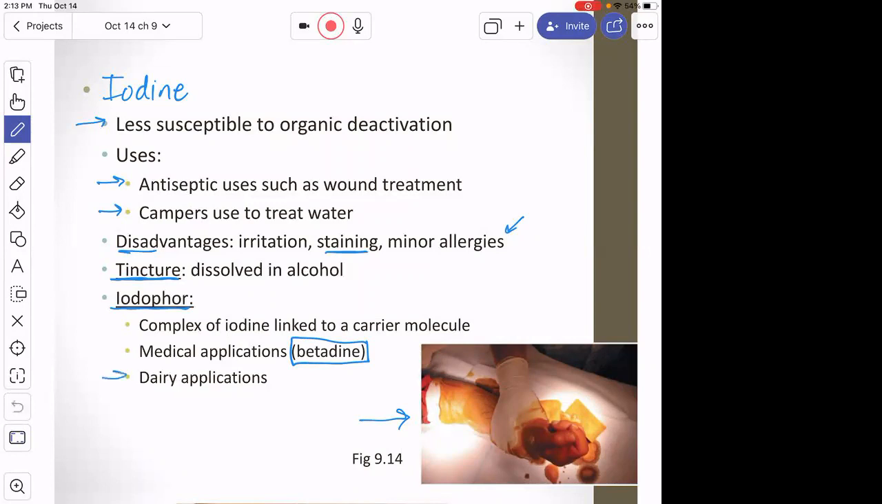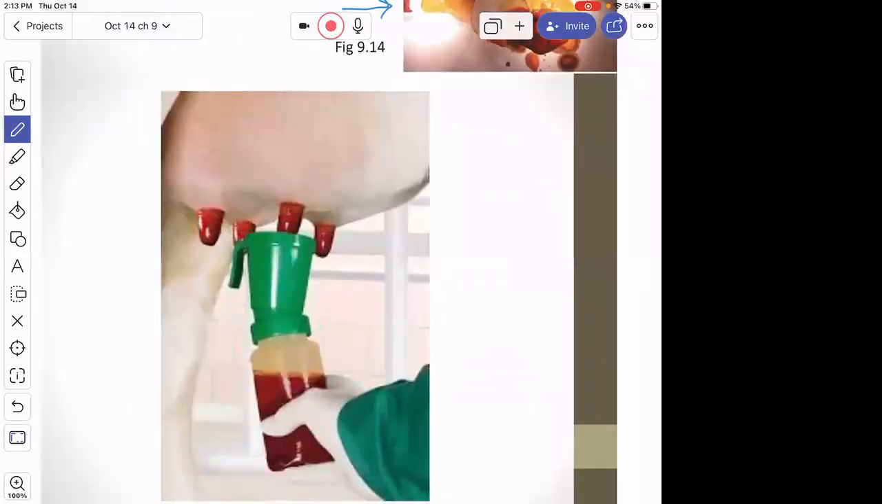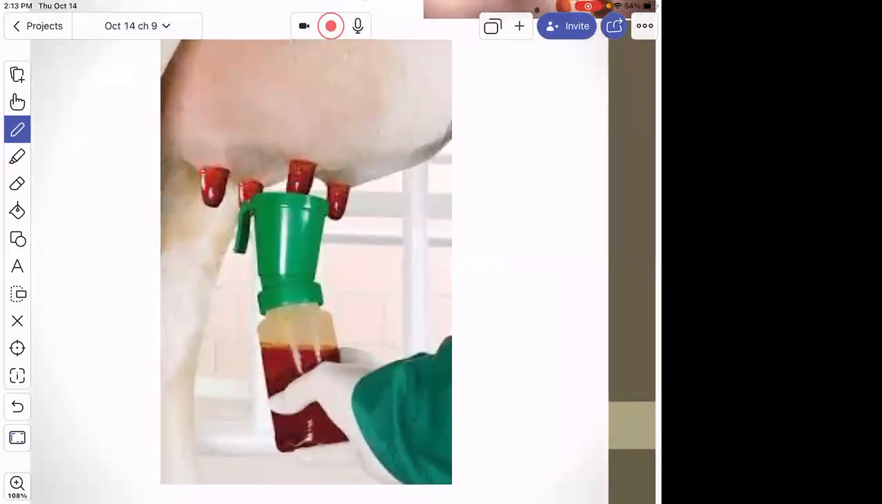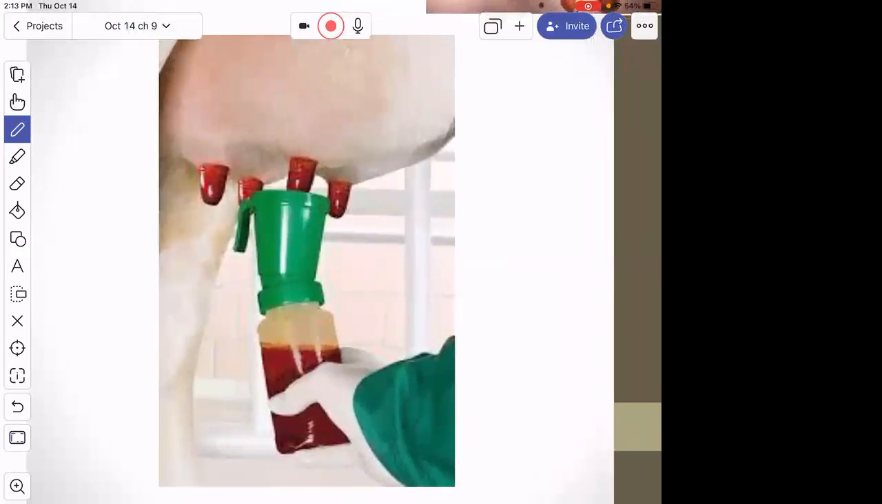The other application besides medical application is in dairy. So I have some family members that have a big dairy herd. And I asked them once, well, how do you clean off the udder before you do milking? And they said, oh, we use something called teat dip. And that sounds a little vulgar or whatever, but that's what they call it, teat dip.